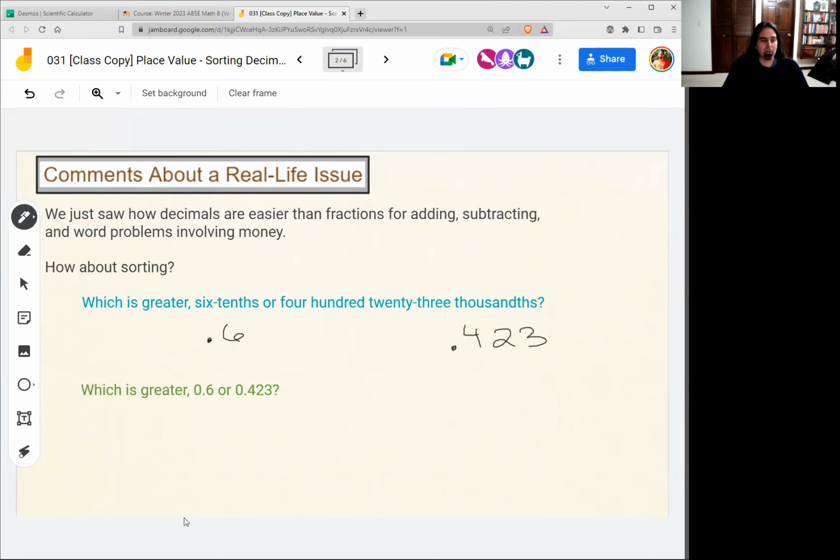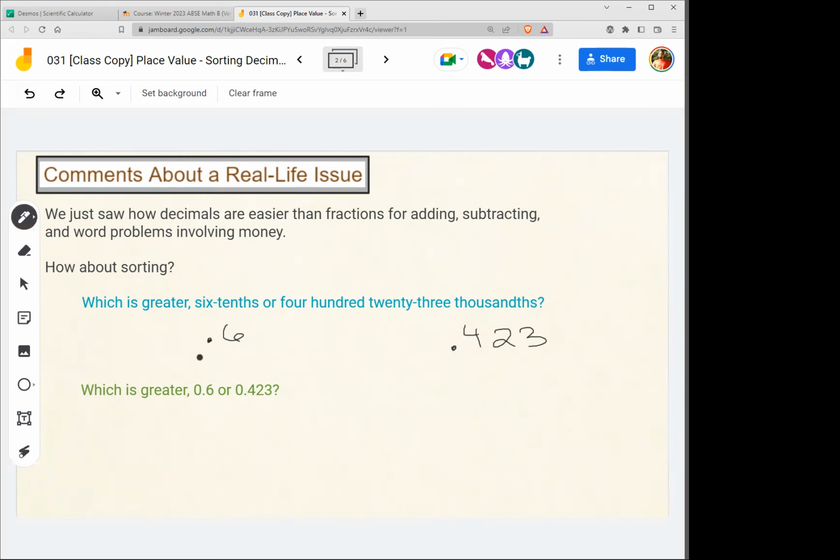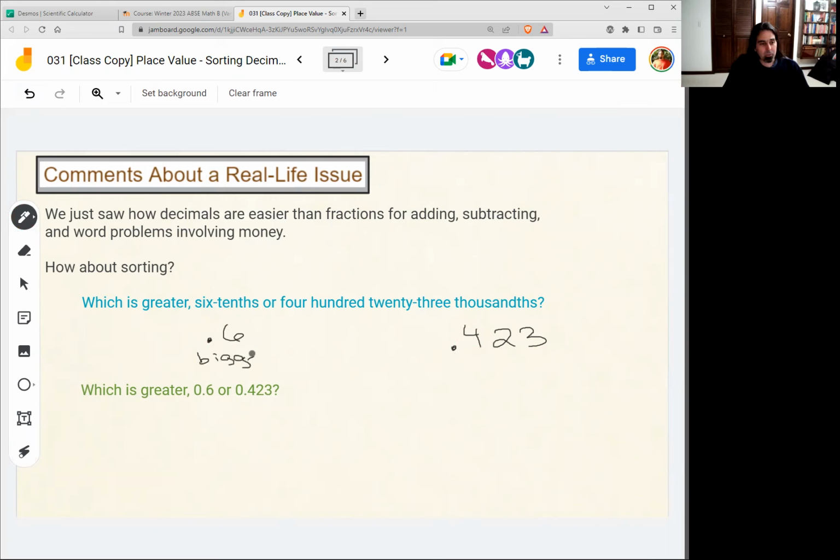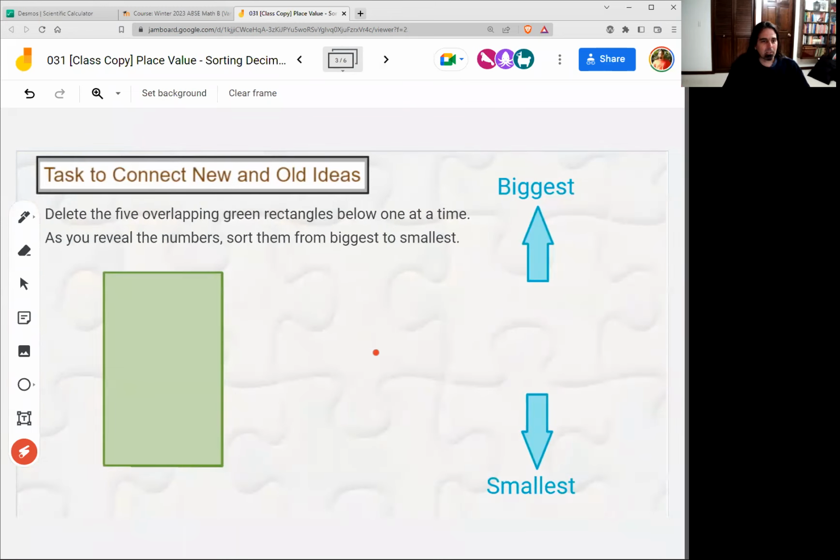So which of those is bigger? Would I rather have 6/10 in their entirety, or would I rather have 4/10 and some change? The six, right? Think about what we just did with those base 10 blocks. This would be 6 long blocks. This would be 4 long blocks, 2 little cubes, and then 3 splinters of little cubes. So these aren't going to catch up and make the 4 into a 5 or a 6. And the green is already lengthening. So let's think about this more.